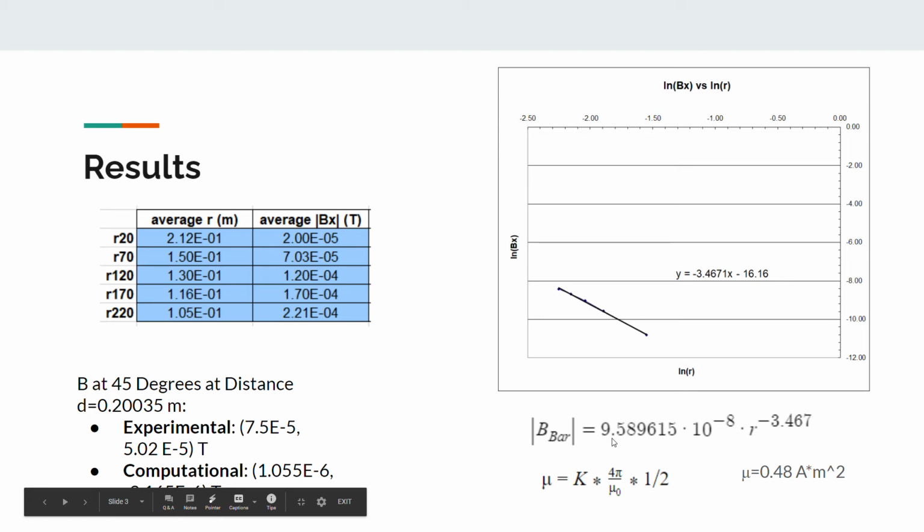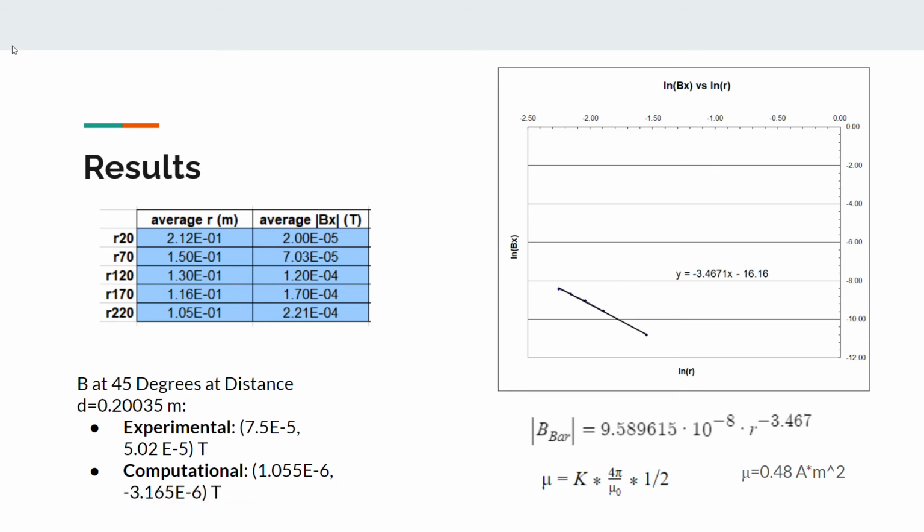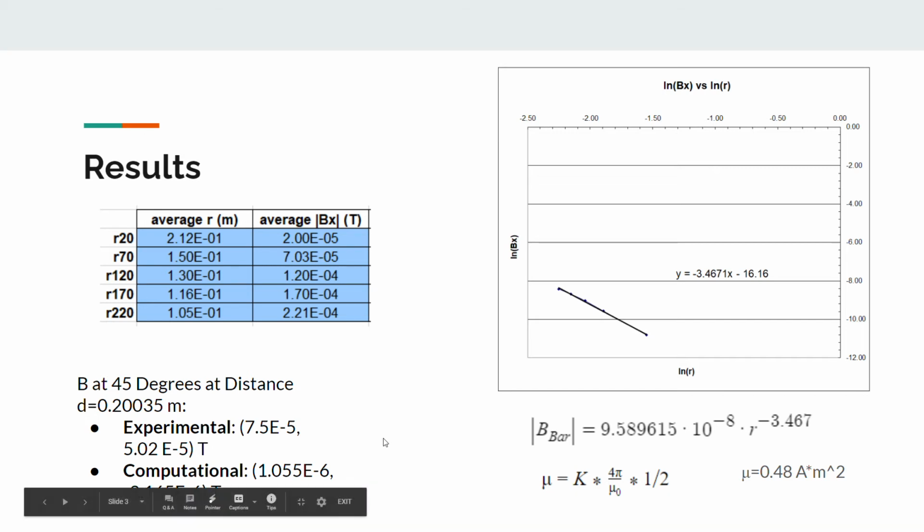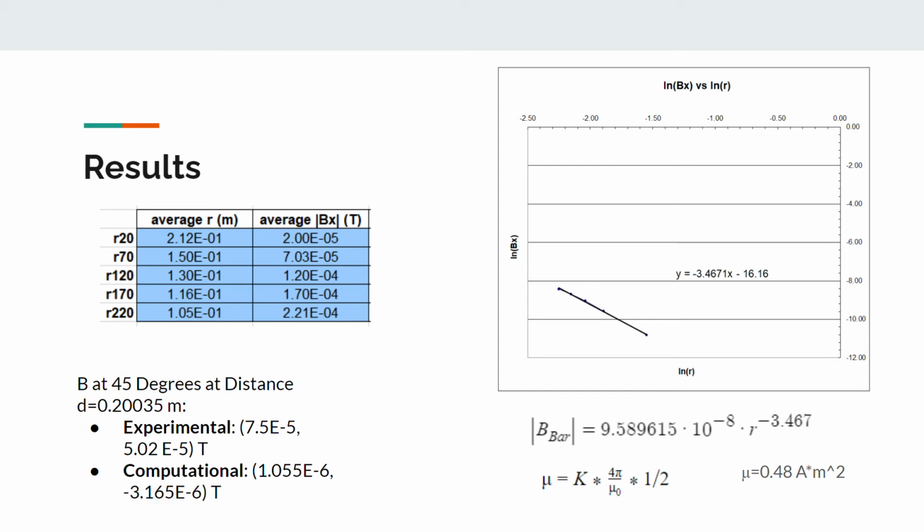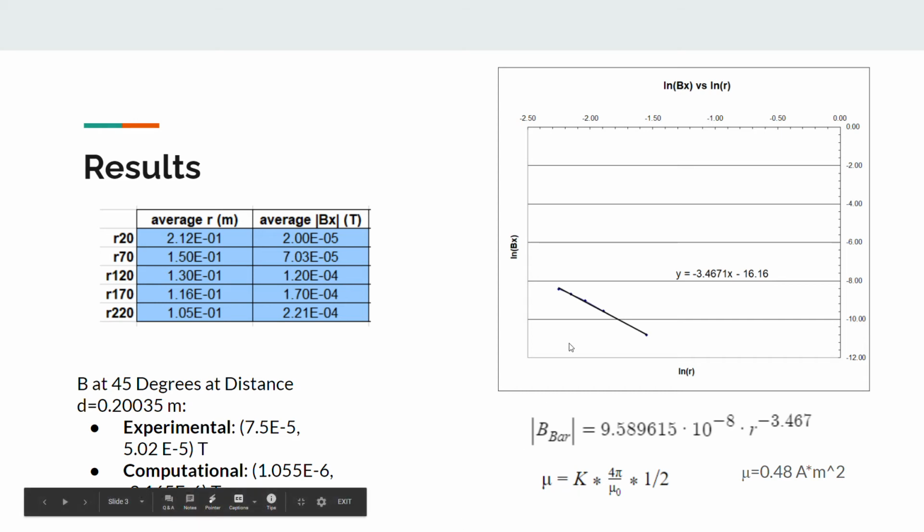When we analyzed it computationally with the magnetic field at a 45-degree distance, we see that there is quite a difference in the values calculated here, and this is due to several things. One, interference from other magnetic fields is possible, two, limitations of the tools we had in the lab, and then experimental error. So you can see there's quite a big error, although our results did overall show a good relationship.